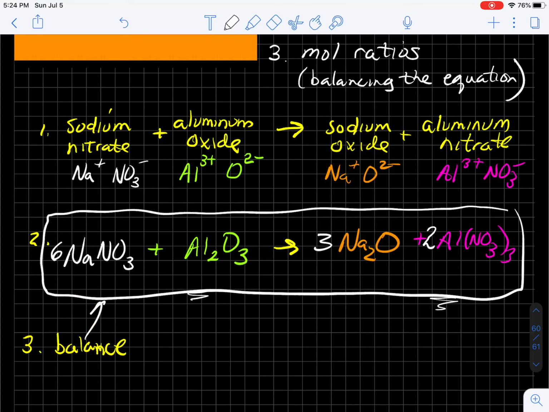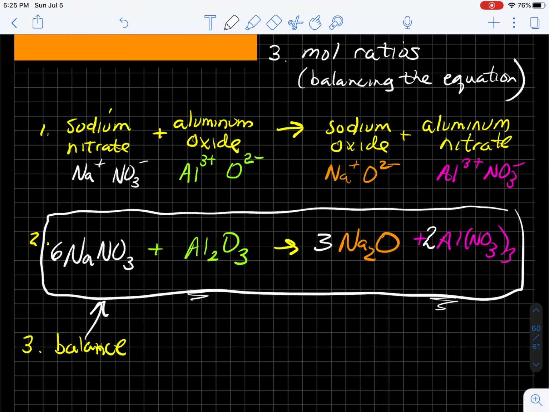And that is my mole ratio. 6 moles of sodium nitrate plus aluminum oxide yields 3 moles of sodium oxide plus 2 moles of aluminum nitrate. I'm going to give you some tips on how to manage that. If you're having trouble seeing how I did it, do not fear. We have a whole video coming up on it.